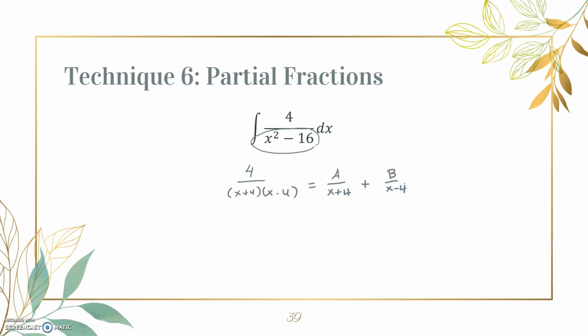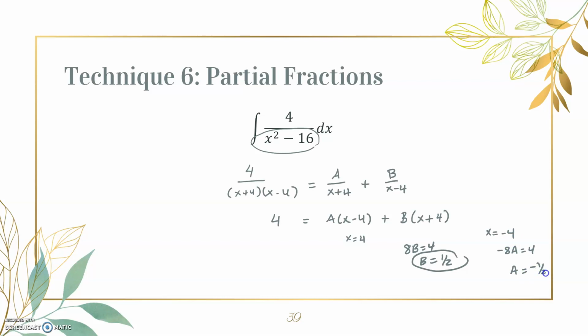And so if I want to figure out what A and B were, I find a common denominator. So I'd multiply the first fraction by x minus 4 over x minus 4. But I'm only looking at the numerator. And so B would be the second fraction I would multiply by x plus 4 over x plus 4. Now I can choose a smart x. So if I say x is equal to 4, I don't have any A's. So I have 8B equals 4. So then B would equal a half. And then I can do the same thing for x equal to negative 4. Then I have negative 8A equal to 4. So A would equal negative a half.